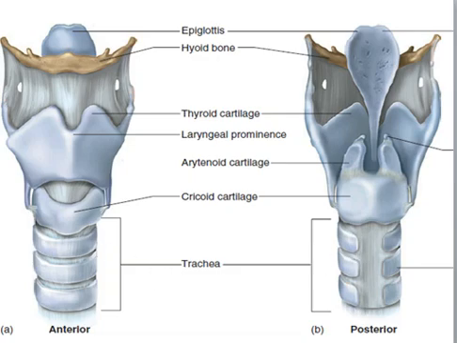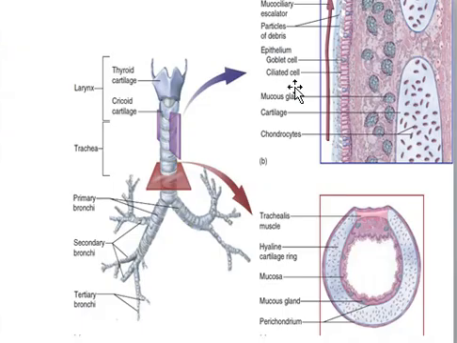Now, the trachea, we call it also the windpipe because of the passage of the air. And it's composed of many incomplete circled cartilages. The open part of the C faces posteriorly. That means it allows passage to the esophagus. And the trachea branches into right and left primary bronchi.